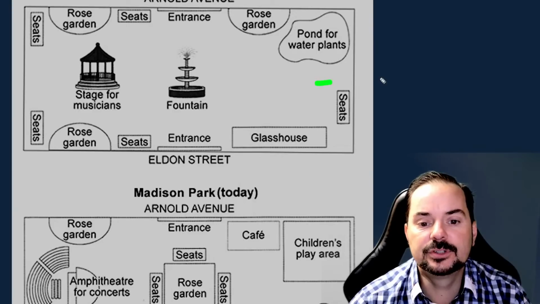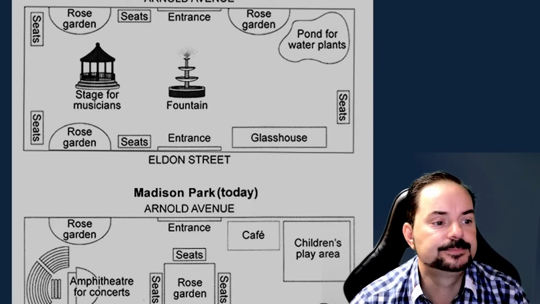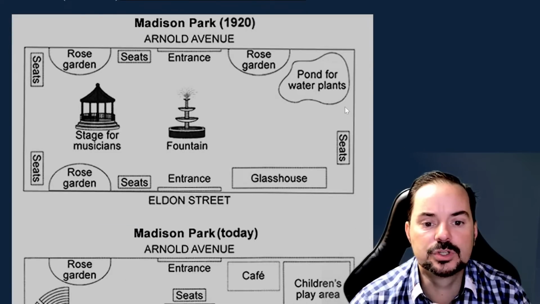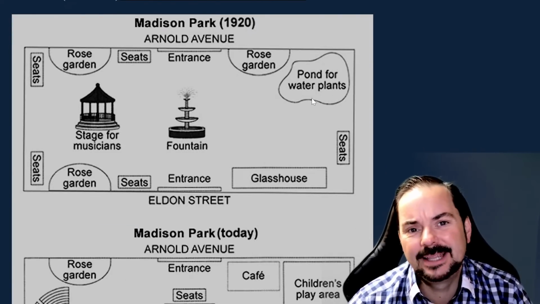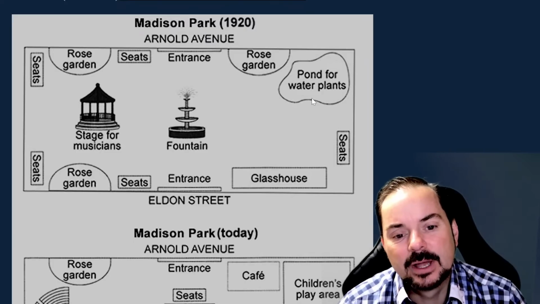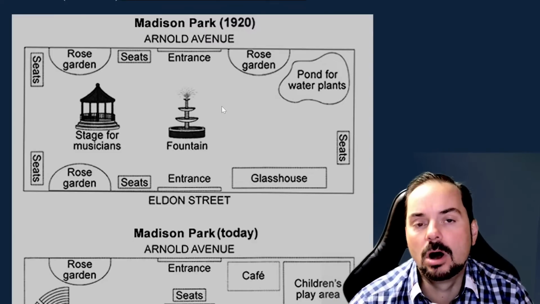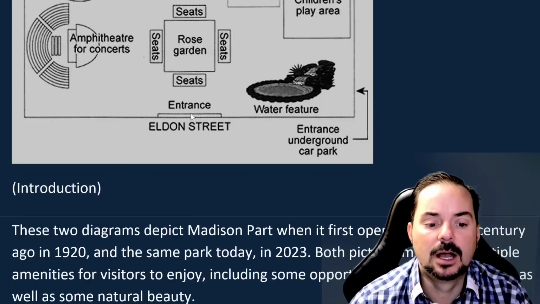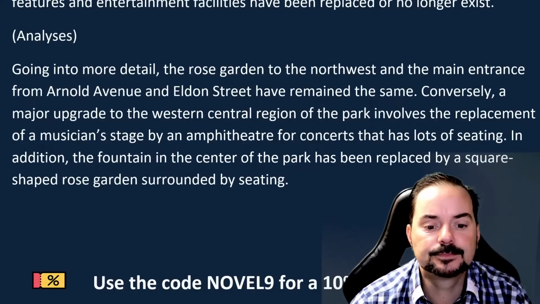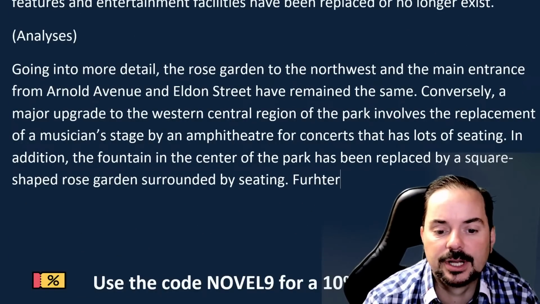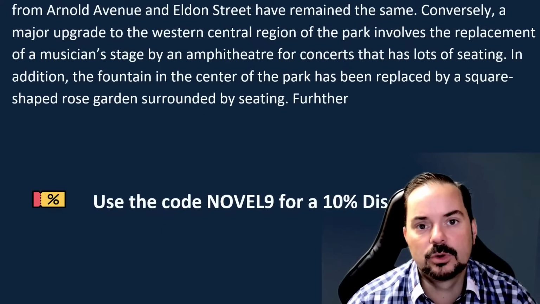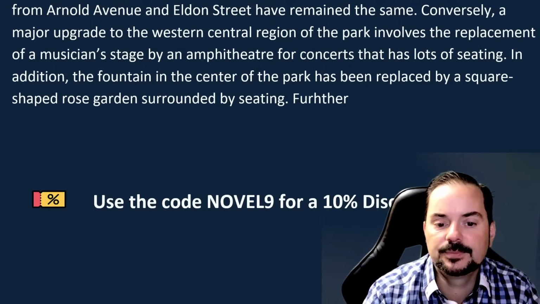So moving further to the east, right? The rose garden and the pond. Pond for water plants. You don't necessarily have to write for water plants. You can just say pond, right? So again, you can simplify some language, okay? So furthermore, this is kind of a furthermore here. Furthermore carries more emphasis than in addition. So furthermore is stronger than in addition.